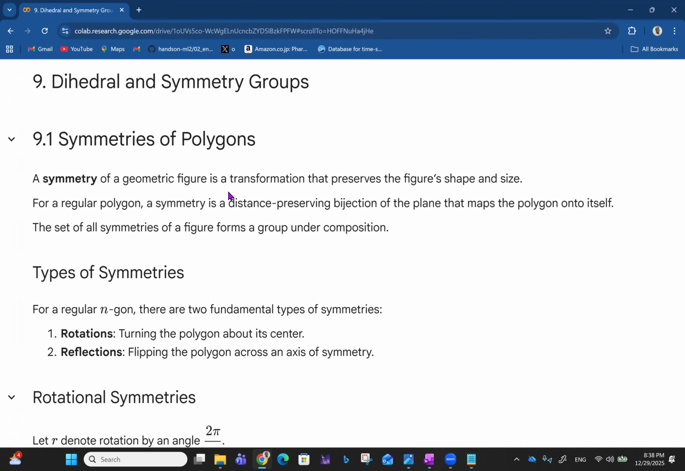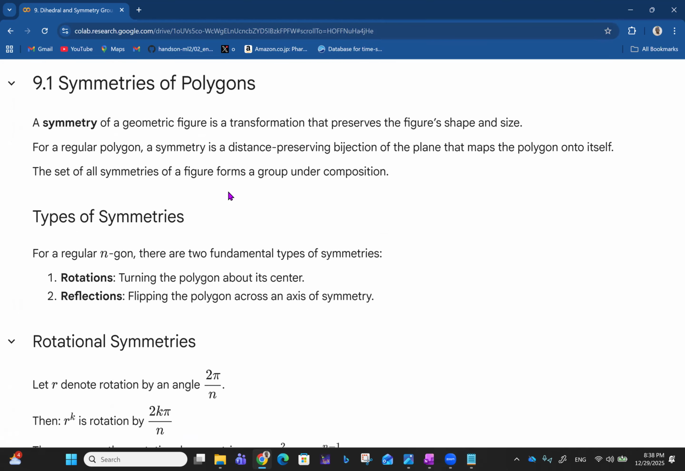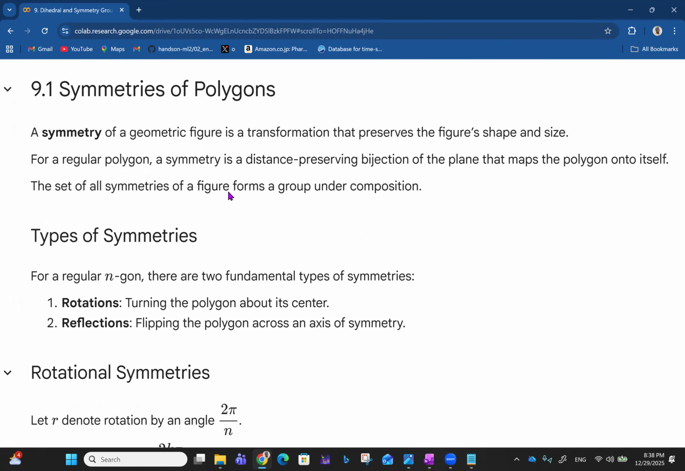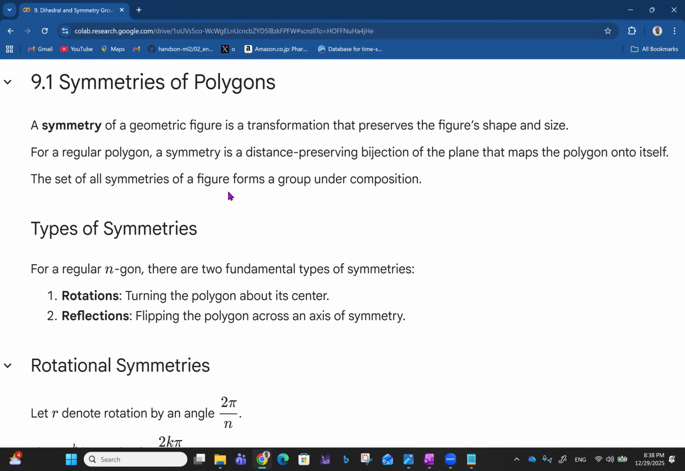So first of all, we talk about symmetries of polygons. Don't forget that a polygon is a plane figure with three or more sides, and that is why a triangle is the smallest polygon you can ever think of. So when we talk about symmetries of polygons, a symmetry of a geometric figure is a transformation that preserves the figure's shape and size.